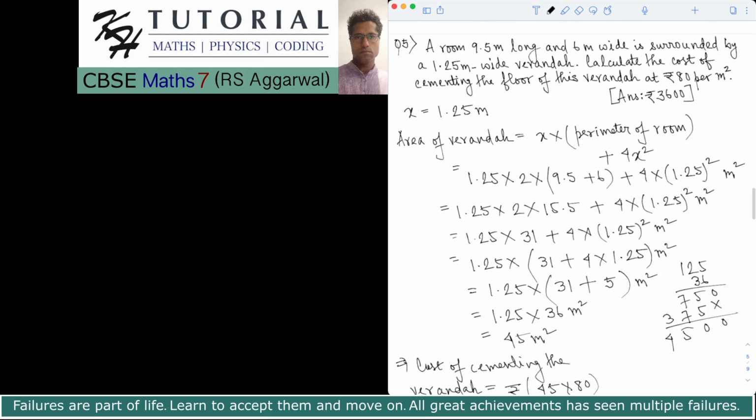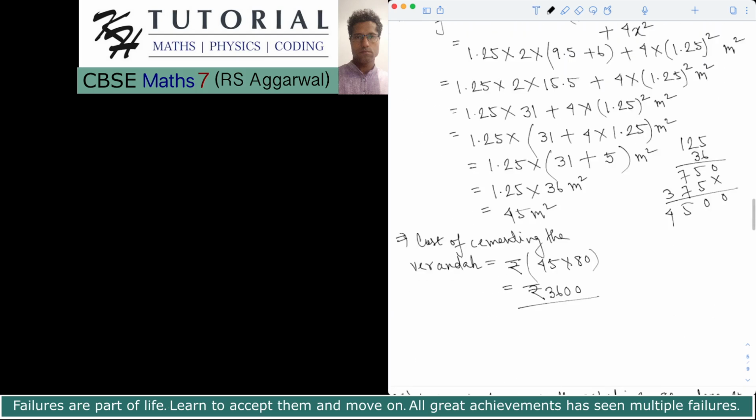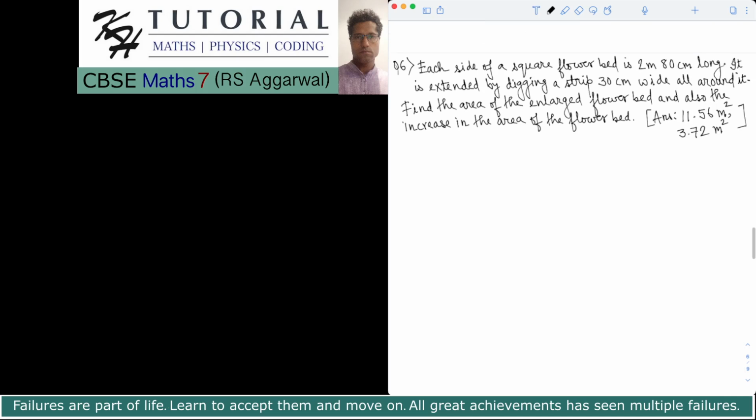In this problem, I have applied the formula that the area of the path outside a rectangular plot is x multiplied by the perimeter of the plot plus 4x square, where x is the width of the path. In this problem, the path is nothing but the veranda and the rectangular plot is the room. Okay, let's see the next problem.